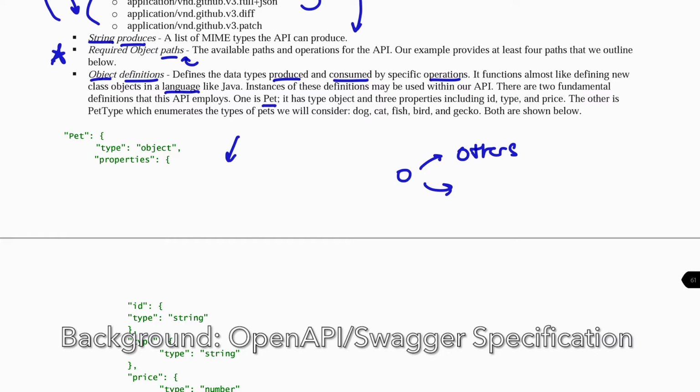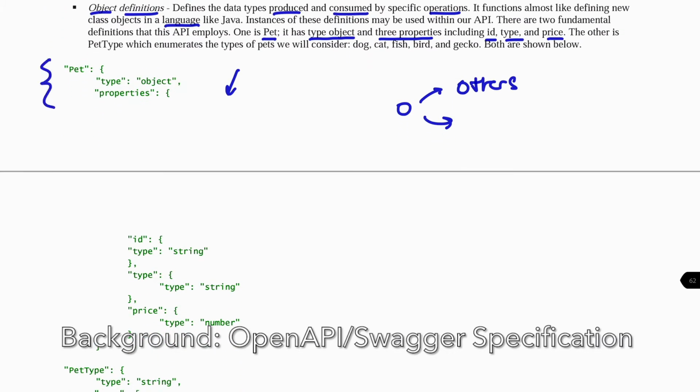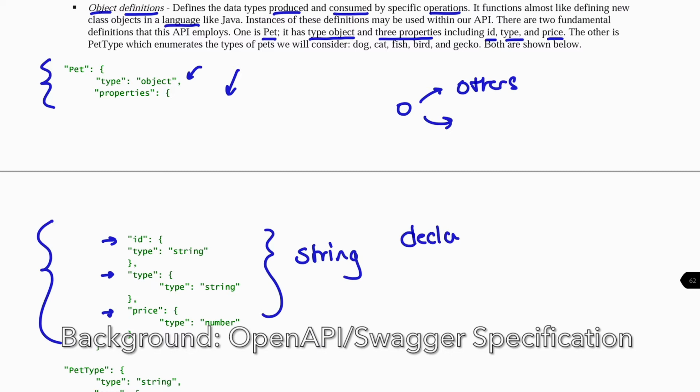One is pet. It has a type, object, and 3 properties, including ID, type, and price. So let's take a look at this right here. We're telling our API, the OpenAPI specification, that pet is a type object, and it has 3 different properties. It has ID, it has type, and it has price. And all 3 of those properties are of type string. So you can see how this is somewhat similar to declaring a class object in a language like Java.